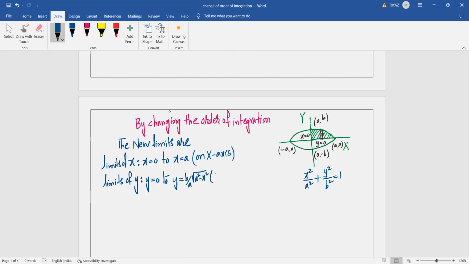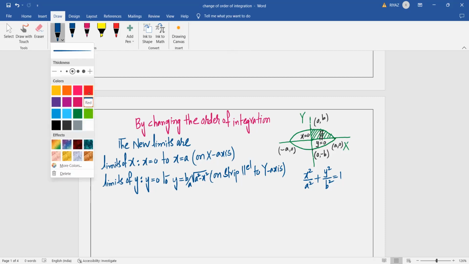Compulsory, you have to mention that on a strip parallel to the y-axis. So therefore we have to finally integrate that function. This part is over, but it is asking to integrate also.